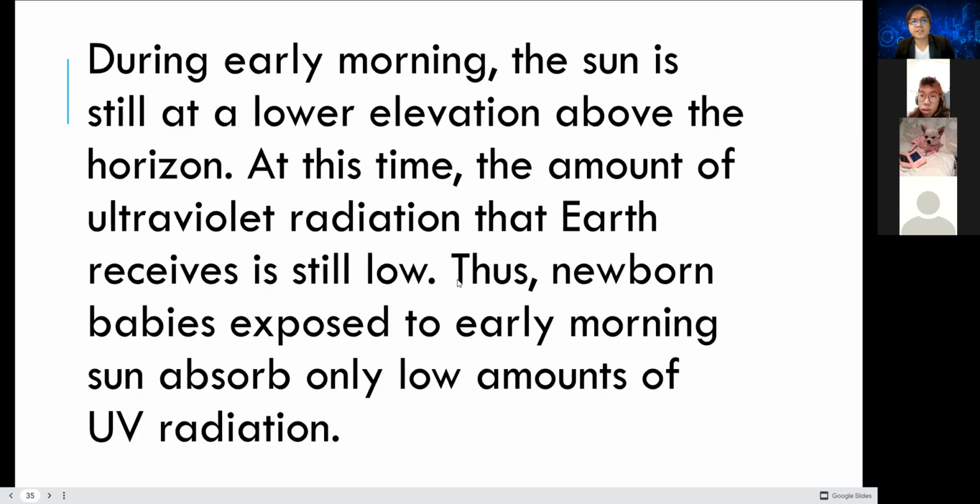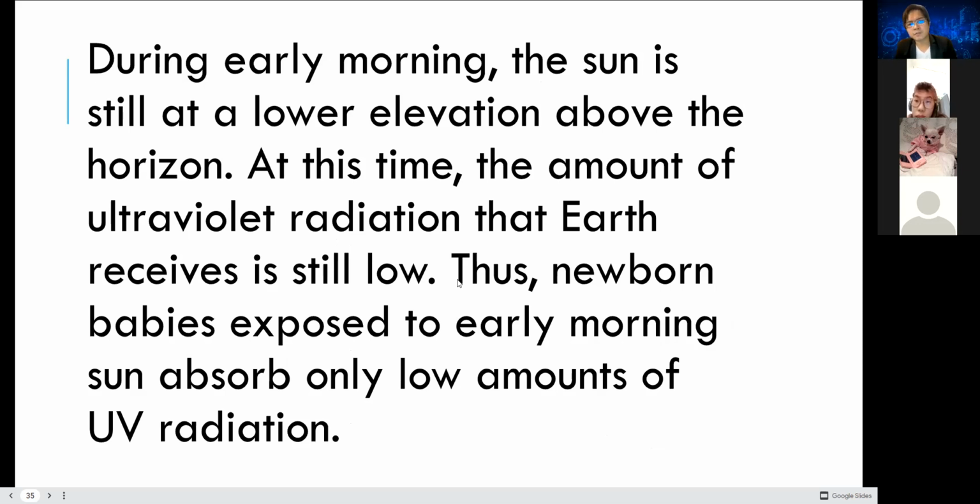During early morning, the sun is still at a lower elevation, above the horizon. At this time, the amount of ultraviolet radiation that Earth receives is still low. That's the reason behind it. Thus, newborn babies exposed to early morning sun absorb only low amounts of UV radiation.